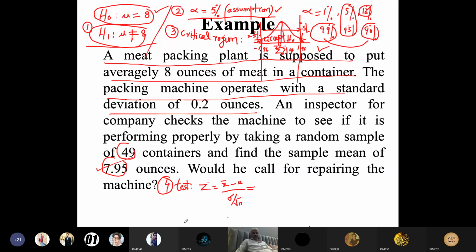Okay, now you tell me what is x bar? Its value of course is 7.95, हाँ सर 7.95. So we will be placing here 7.95. What is mu?